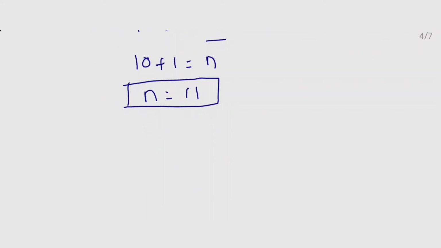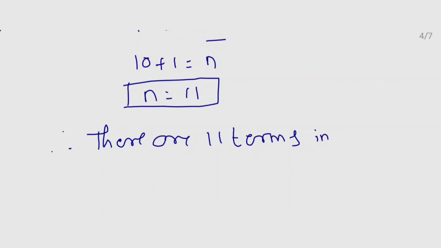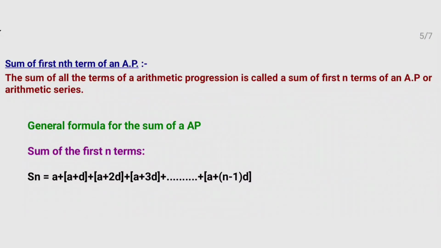So write down here the conclusion. Therefore, there are 11 terms in the AP. Is it clear? And the next concept is the sum of the first n terms of an AP.